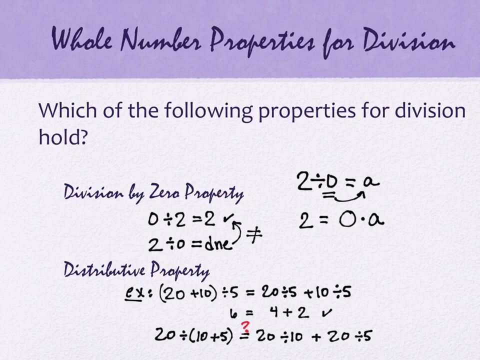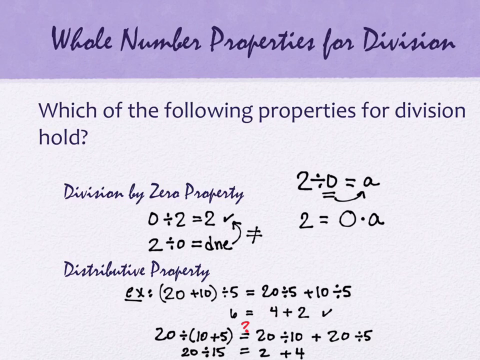All right, so what's 10 plus 5? Because that's the parenthesis part on the left. 15. The left-hand side says 20 divided by 15. On the right-hand side, what's 20 divided by 10? 2. And what's 20 divided by 5? 4. So on the right-hand side, I get the same 6 that I had a moment ago.